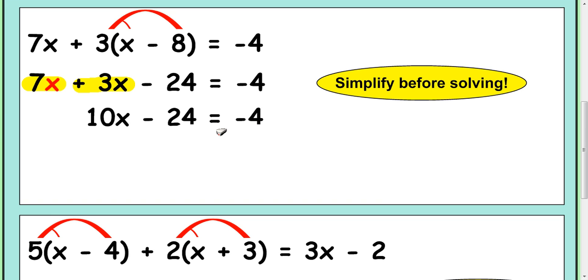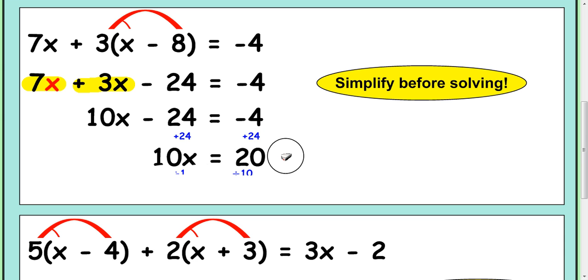I can now do my equation technique, so add 24 to both sides. So that leaves me with 10x here, and negative 4 plus 24 is just 20. If I divide both sides by 10, I get x is 2.